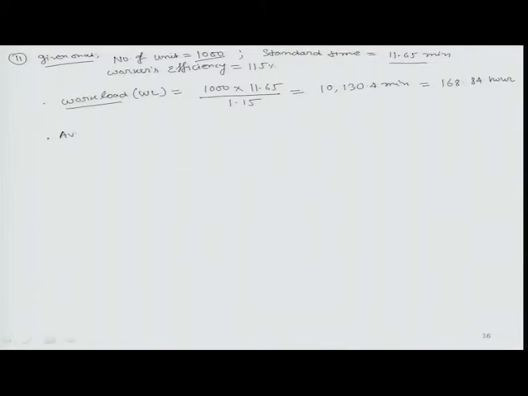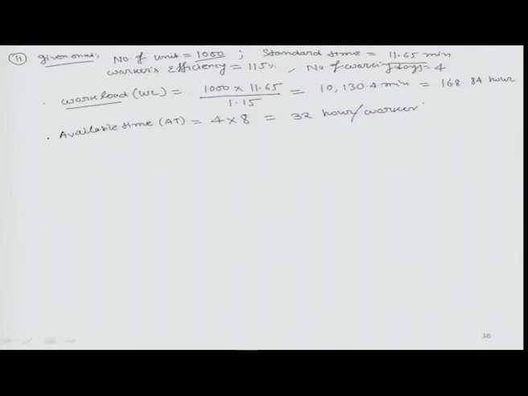Now the available time. We have 4 working days. We can mention here number of working days equal to 4, and in each day one worker will work for 8 hours. So it means we have 32 hours per worker, that is the available time.